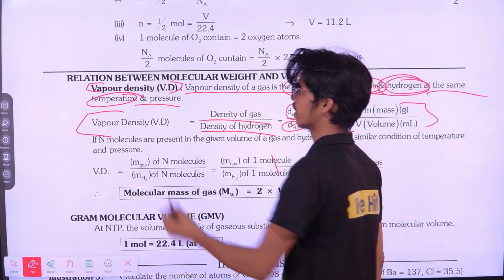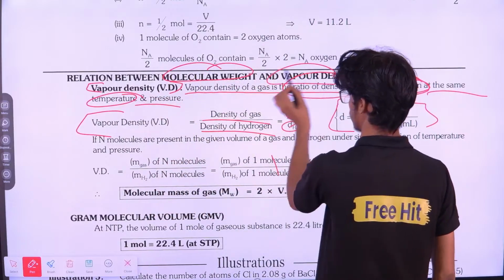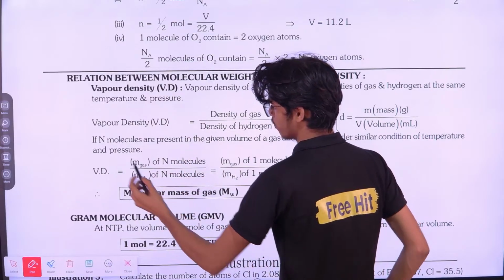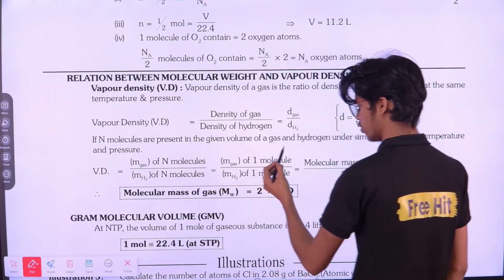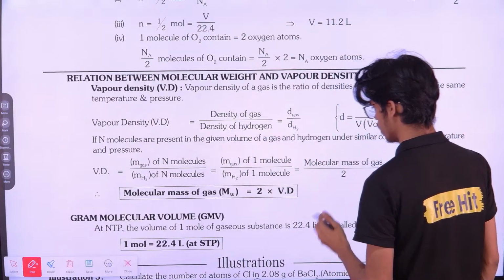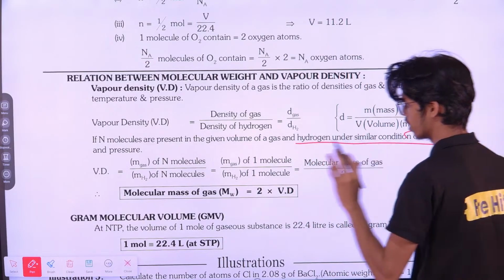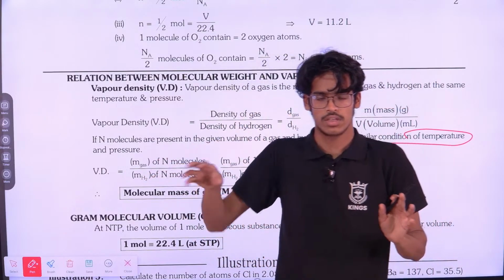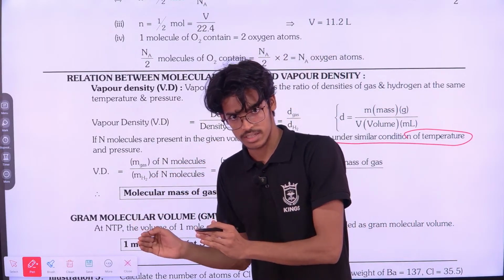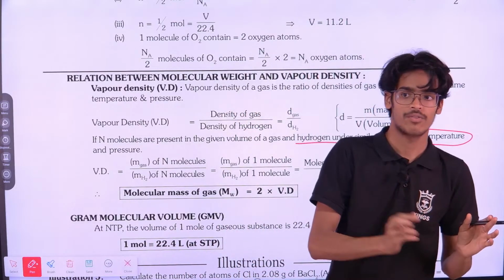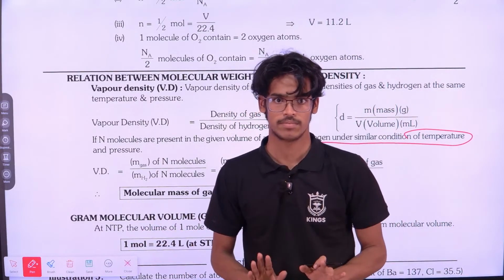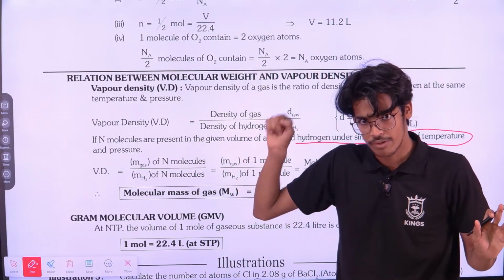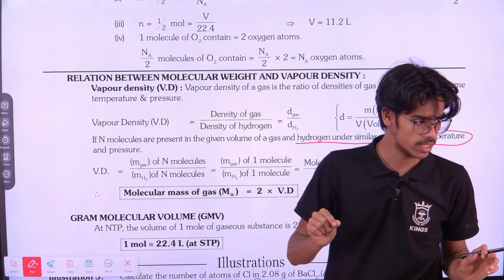Now we are concerned with the relationship between molecular weight and the vapor density. See again. If n number of molecules are present in the given volume of a gas, and in hydrogen under the similar conditions, same conditions. So there are same moles. Remember, in same conditions, the volume occupied by 1 mole of every gas is same. It may not be 22.4, but it will be same. It is 22.4 at STP only, got it?